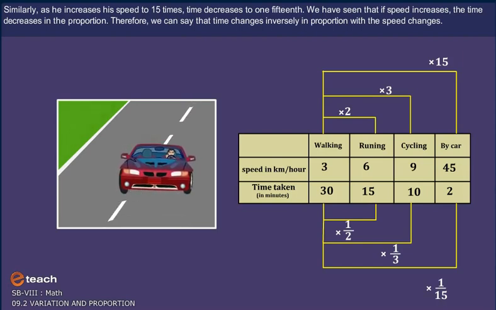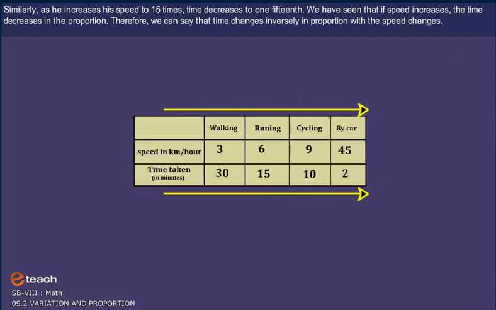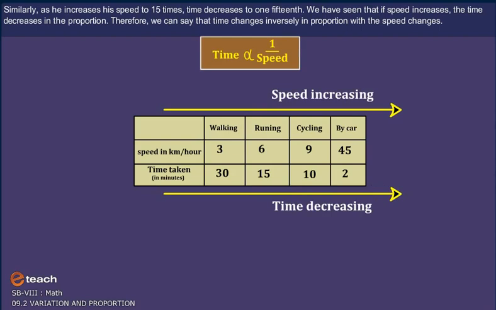We have seen that if speed increases, the time decreases in the same proportion. Therefore, we can say that time changes inversely in proportion with the speed changes.